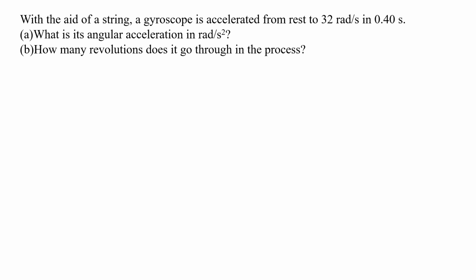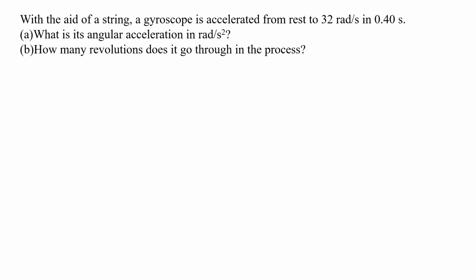With the aid of a string, a gyroscope is accelerated from rest to 32 radian per second in 0.40 seconds. A. What is its angular acceleration in radian per second squared? B. How many revolutions does it go through in this process?